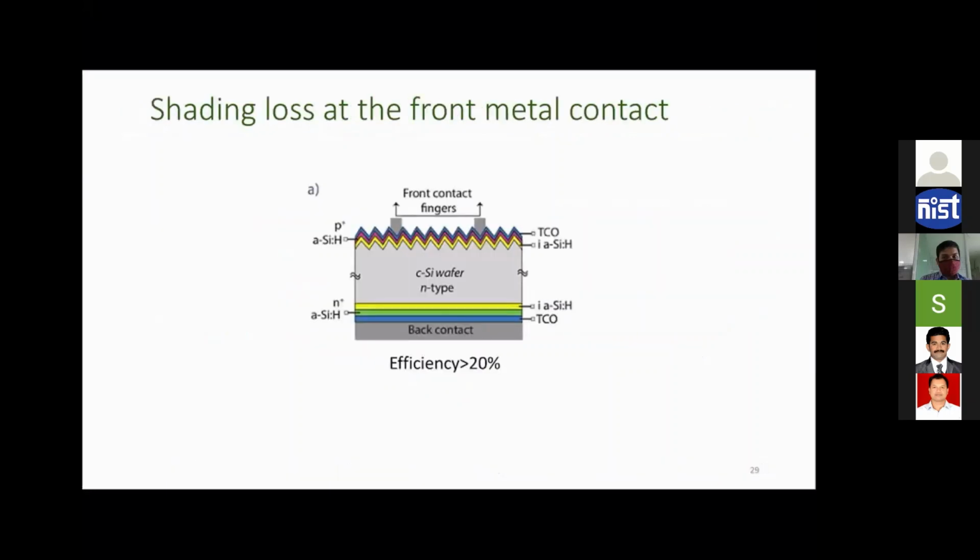Okay, now there is always scope for improvement. So researchers are finding out what other improvements they can incorporate inside your silicon heterojunction, because now the efficiency is fixed around 21%, but the Shockley-Queisser limit for a silicon solar cell is more than 30%. So where are the losses that you can reduce?